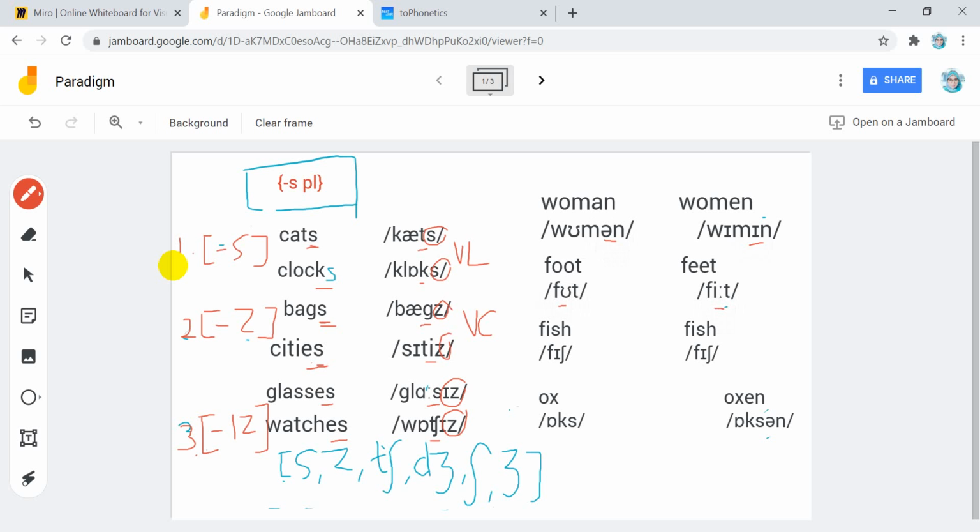So here we have what is called replacive allomorph. I hope you still remember replacive allomorph. If you don't, you can go back to the previous video, the video before this. Replacive allomorph, there is a change within the word.